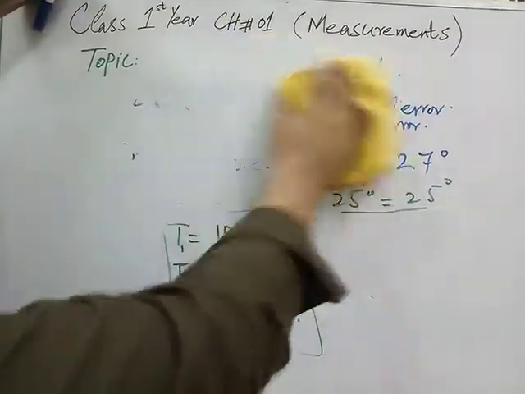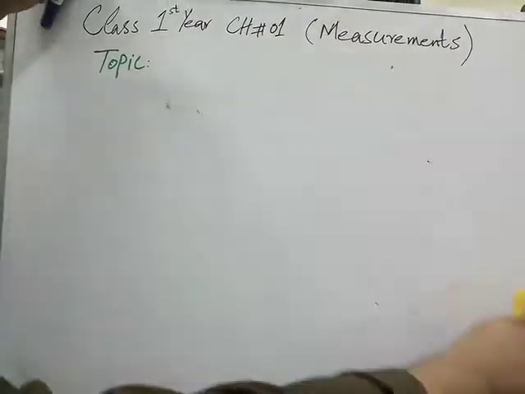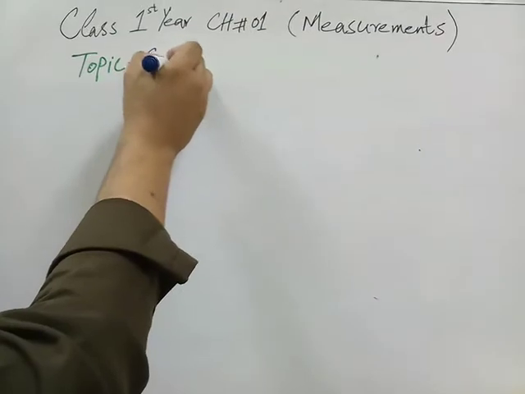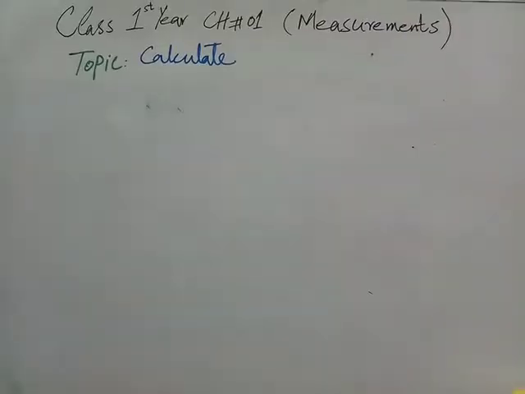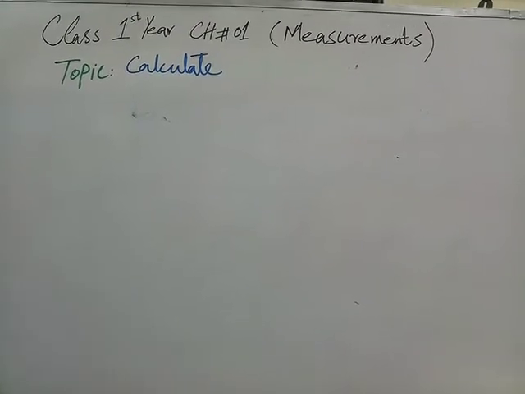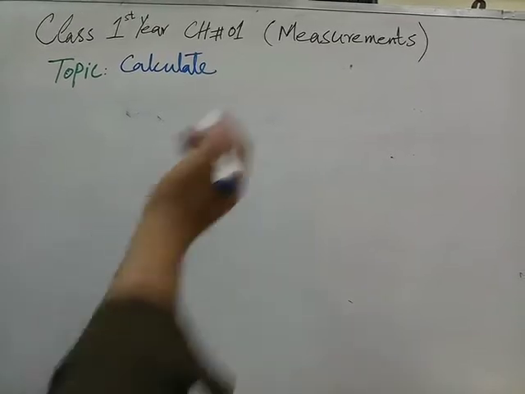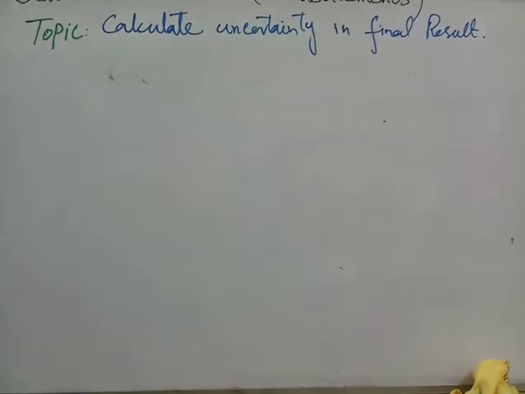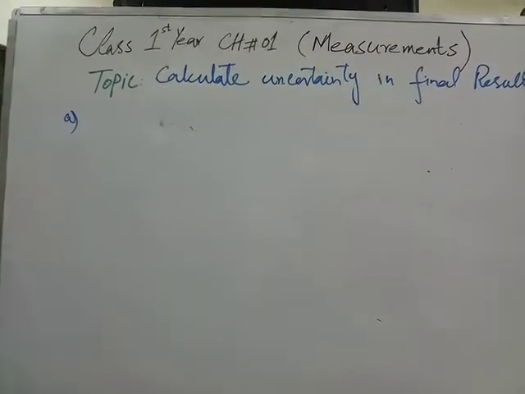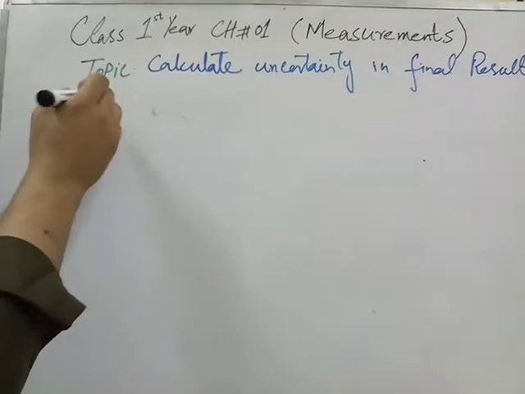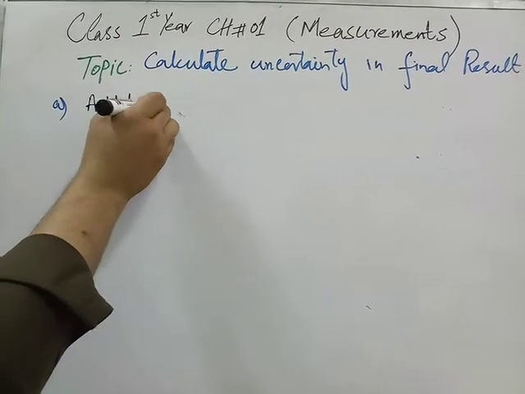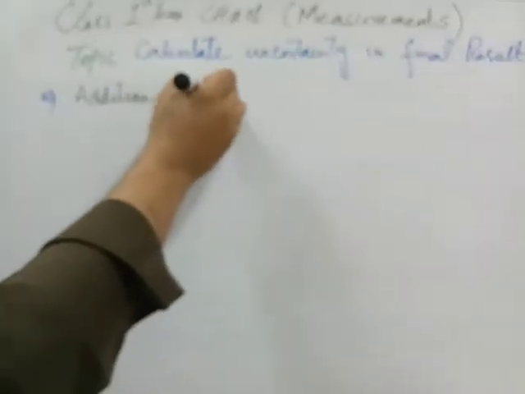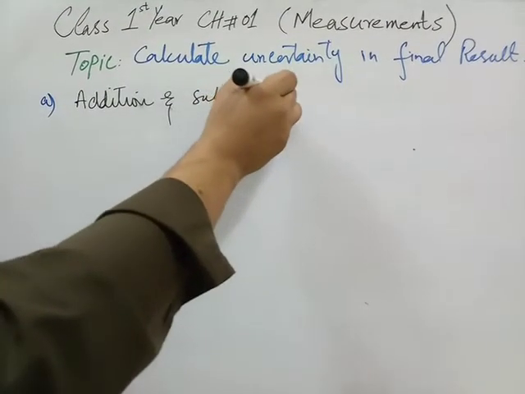So I'm going to describe some rules for measuring uncertainty. Now I'm going to discuss the main topic, which is more important from the paper point of view. So how do you calculate uncertainty in the final result? Final result means your end answer. So the first is the rule for addition and subtraction.